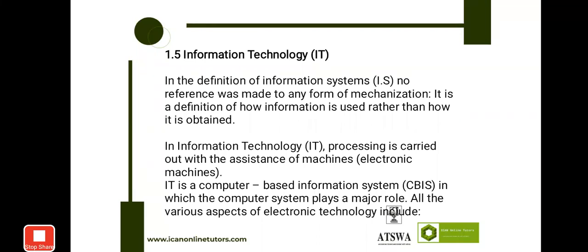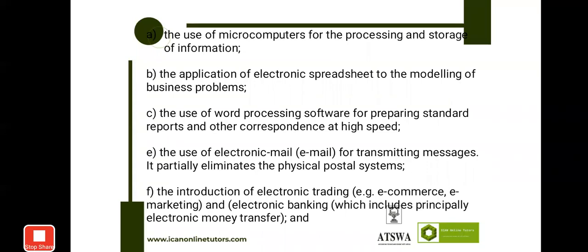Now, information technology is a computer-based information system where we make use of computers. Computers are machines that assist humans in carrying out a particular task. So IT is a computer-based information system in which the computer system plays a major role. All the various aspects of electronic technology include, A, the use of microcomputers for the processing and storage of information. So we make use of microcomputers to process information, that is from raw data to information, and then we also store this processed data, which is information.